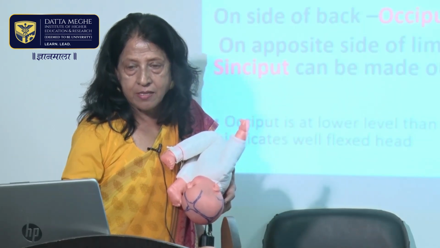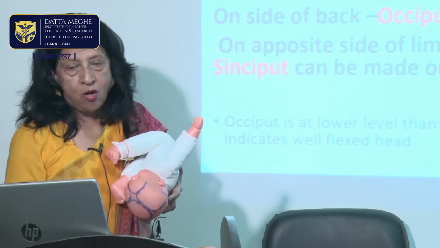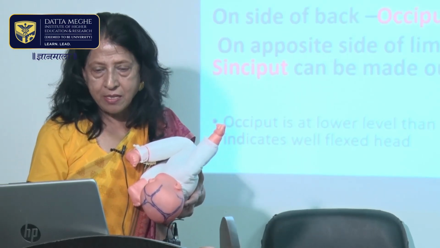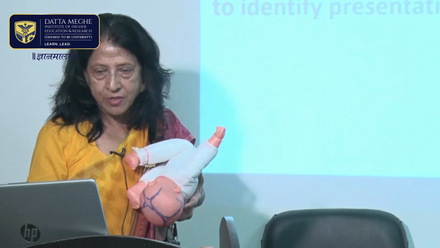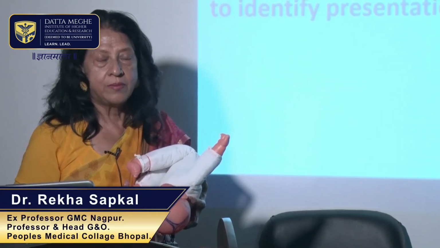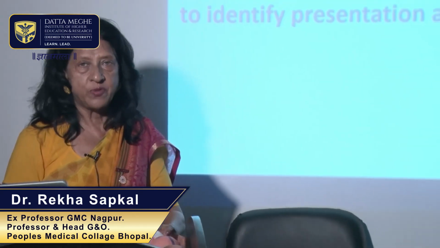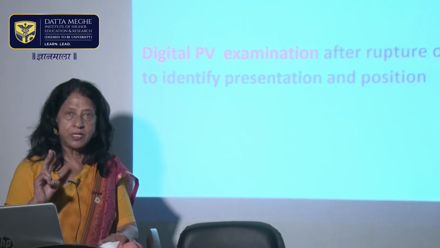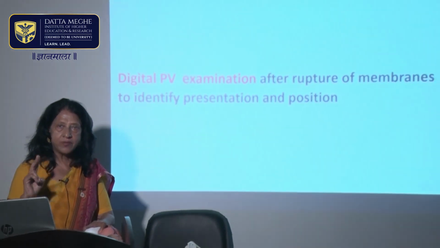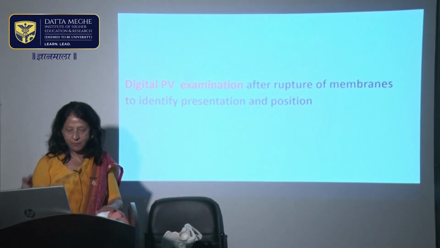So, that is what is Leopold's maneuver. Second pelvic grip or the bony prominences means sinciput and occiput we make out. Digital examination also helps to confirm the presentation position. Usually it can be made out only after rupture of membrane, when the patient is in the second stage of labor, after full dilatation of cervix and rupture of membranes.